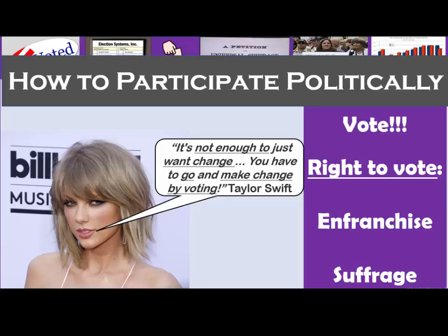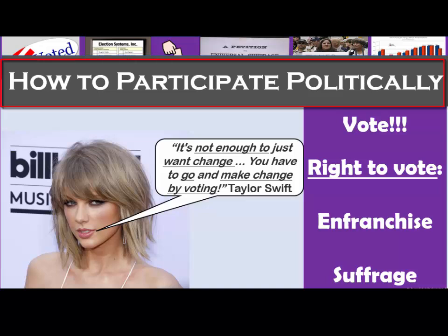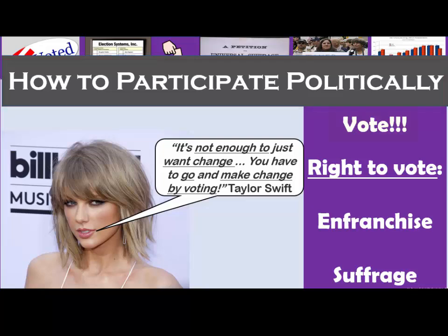So, let's start with the basics of political participation. How does the average citizen participate in the political process in the United States? They vote. We might see terms in this unit like suffrage or occasionally franchise to describe the ability and the power to vote.